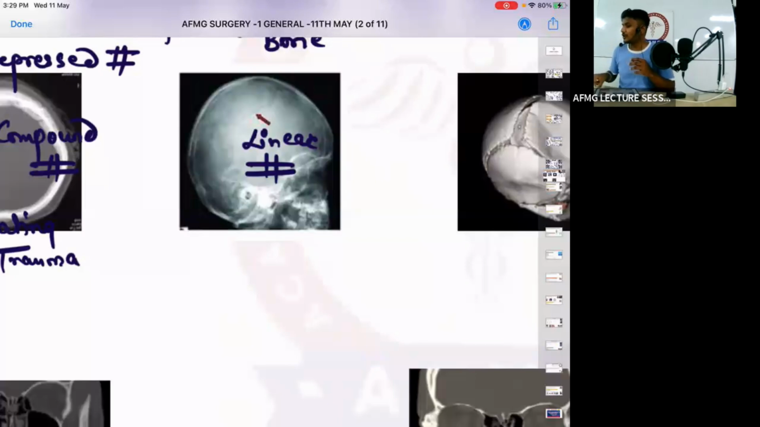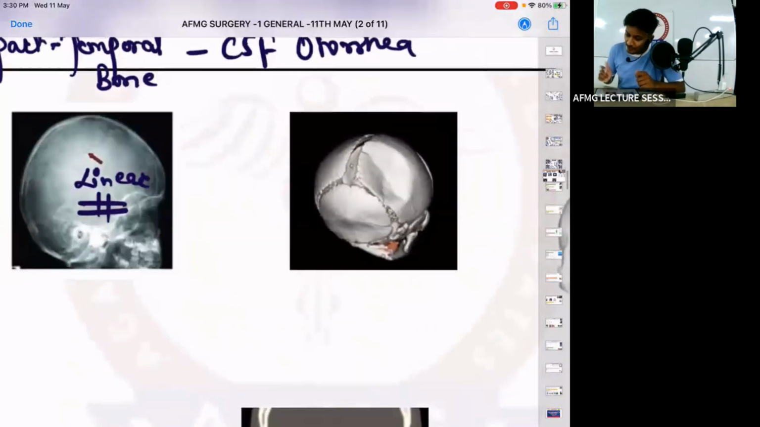First fracture line does not cross the second fracture line. It is the Puppy's rule. Very good. It is the Puppy's rule. Important. Then this type of fracture, which is a dented fracture. This is a dented fracture.